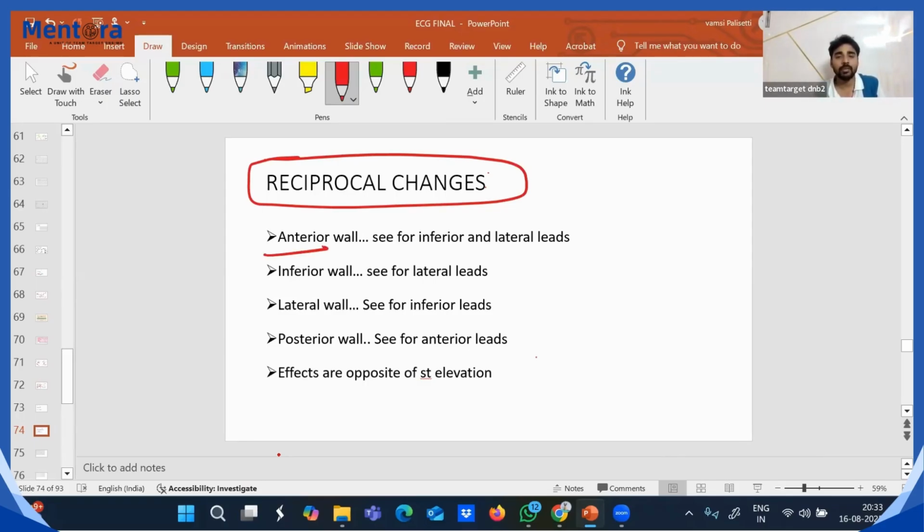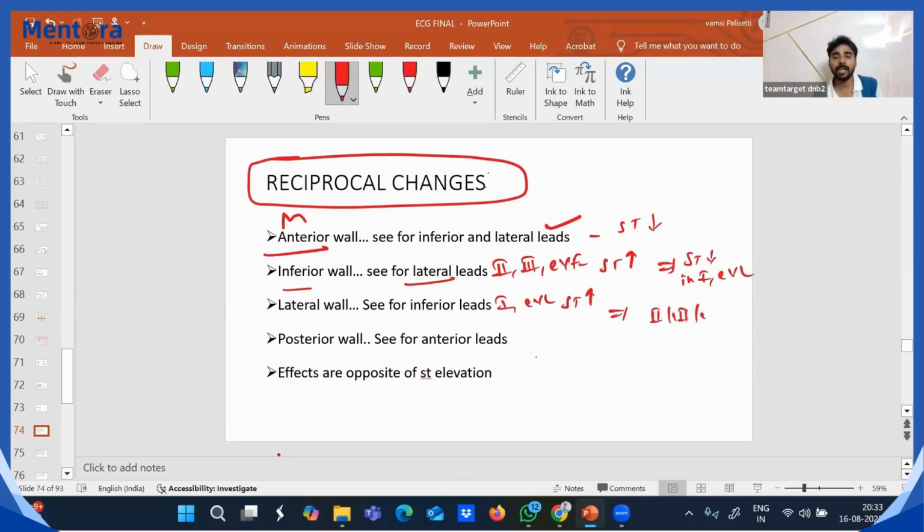For anterior MI, you will see them in the inferior and lateral walls. For example, if anterior ST elevation is there, in the inferior and lateral walls you will have ST depression. For the inferior wall, see the lateral leads. If 2, 3, aVF has ST elevation, you should definitely have ST depression in 1 and aVL. Then only you can confirm it as MI. Similarly for the lateral wall, if 1 and aVL has ST elevation, then definitely 2, 3, aVF will have ST depression. Posterior wall we will discuss further.